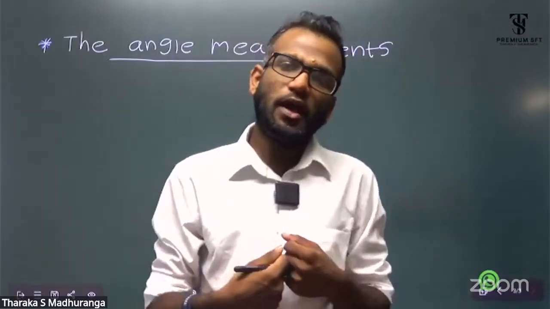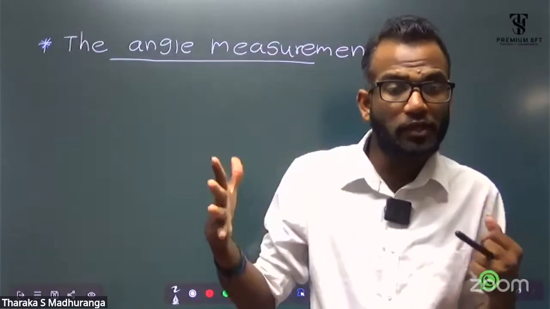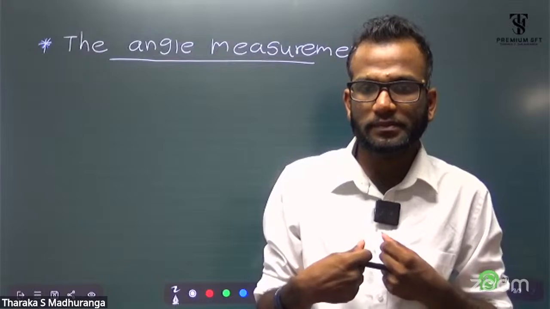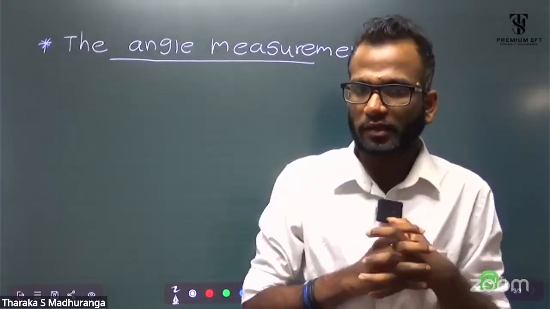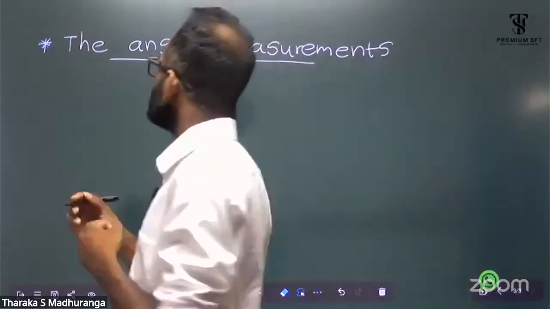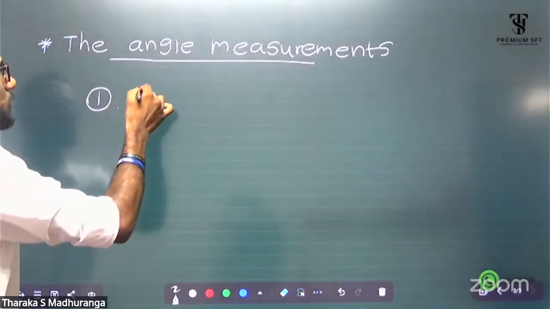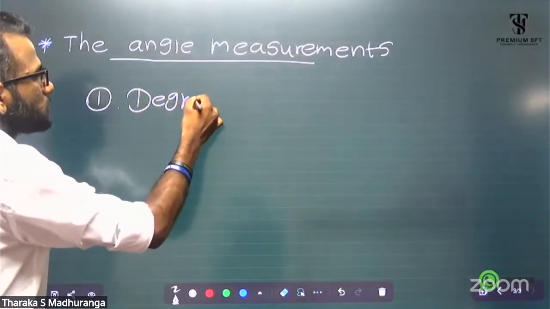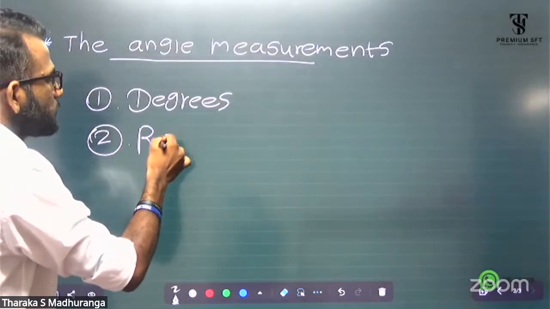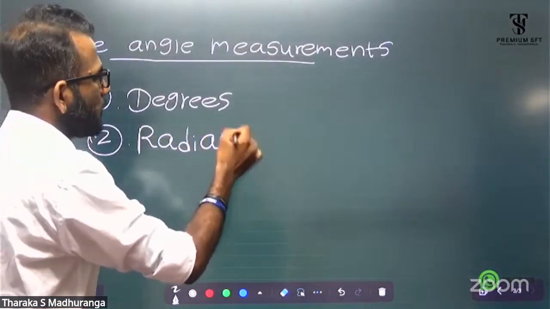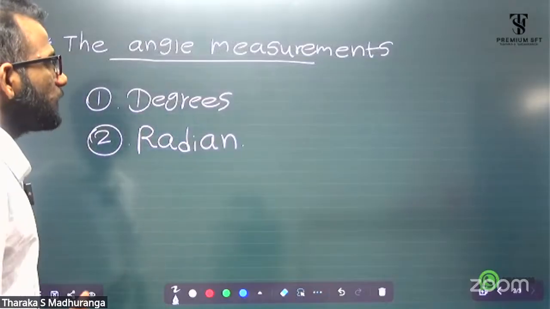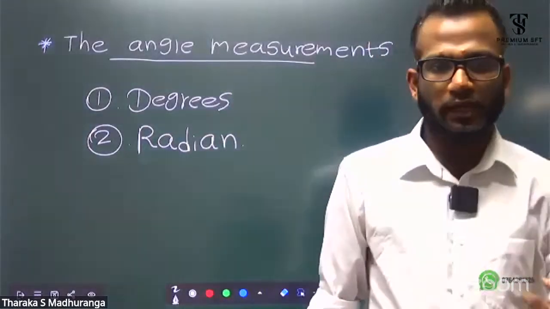Okay, tell me how many main units we can use to measure angles. How many main units? Yes, 2. Very good. 2 main units we can use for angle measurements. The first one, degrees. What's the second one? Radian. Yes, degrees and radians.